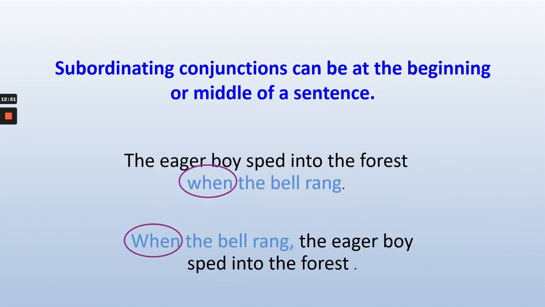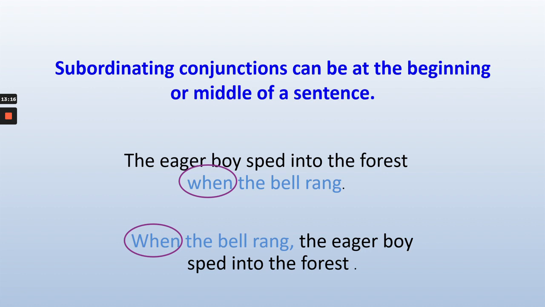A subordinating conjunction can be at the beginning or the middle of the sentence. So the eager boy sped into the forest when the bell rang. When the bell rang, all of that is the dependent clause that doesn't make sense by itself. The subordinating conjunction. Tell me, where does the subordinating conjunction come?